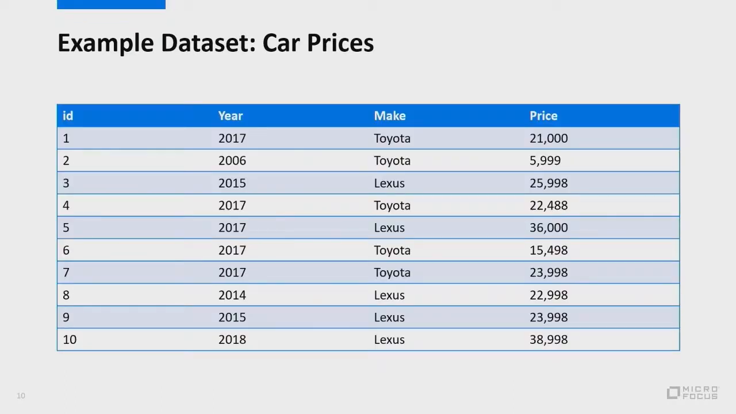Yeah, so here's the data set. It's just 10 cars. As you can see, there's a variety of years. The makes are only Toyota and Lexus. And there's different prices. And so if I was asked, as a human, to somehow build some sort of model to classify new incoming cars, one of the first things I would do would probably be to sort this data set by make, which I've done here.